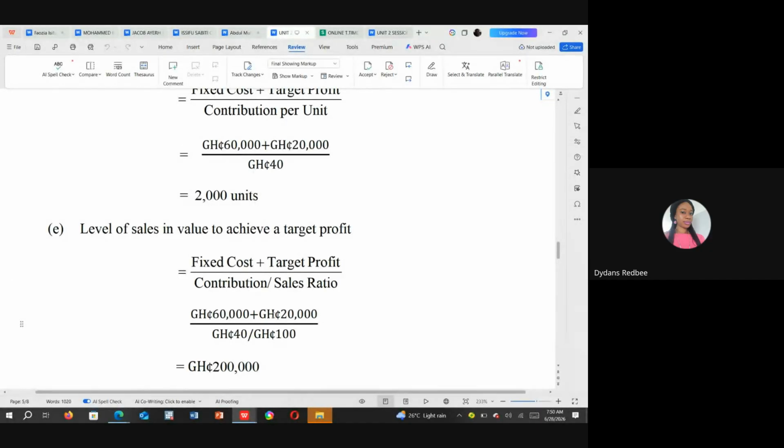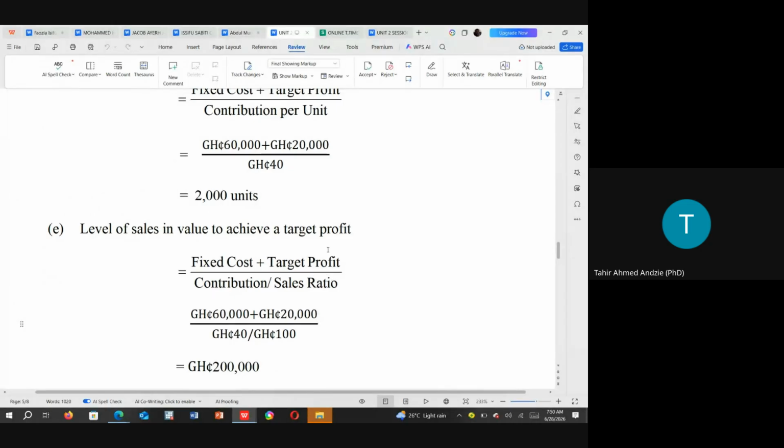No, so they are using the contribution to sales ratio. It's correct. They are using the contribution. Oh, okay. So it's over 40 divided by 100. I'm sorry, I was looking at the contribution per unit. So it's the contribution to sales ratio here. If you are using the contribution to sales ratio, remember that you have calculated it, and that is 0.4. So yes, if you divide 80 by 0.4, you get 200.